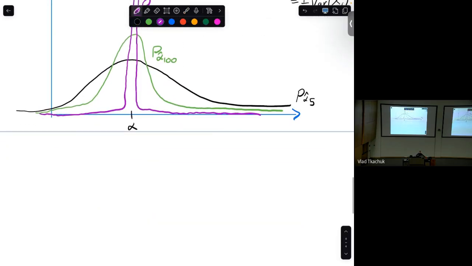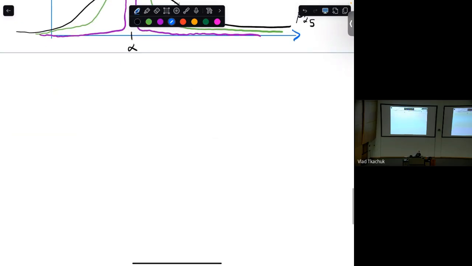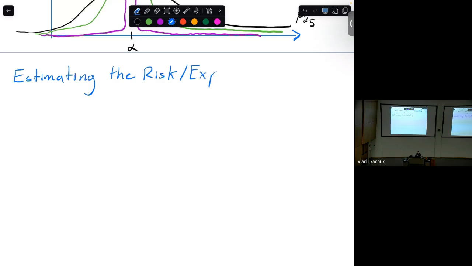Okay, great. So here's going to be the story. What do we want to do? We want to estimate the expected loss, right? So estimating the risk or expected loss. Notice how this is very similar to estimating the expected value of a coin flip.